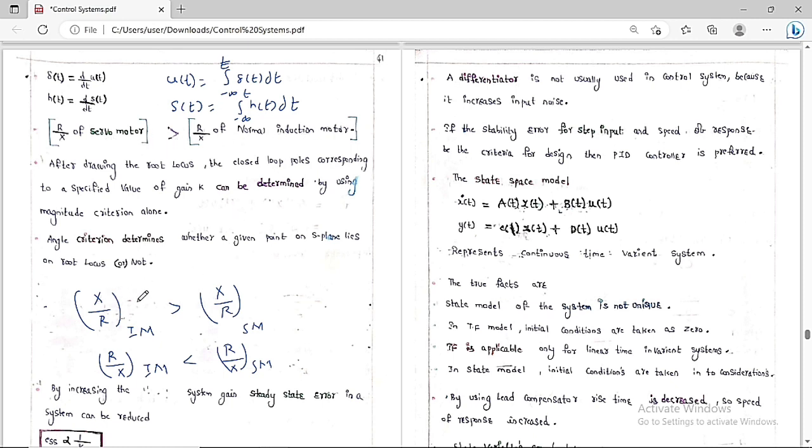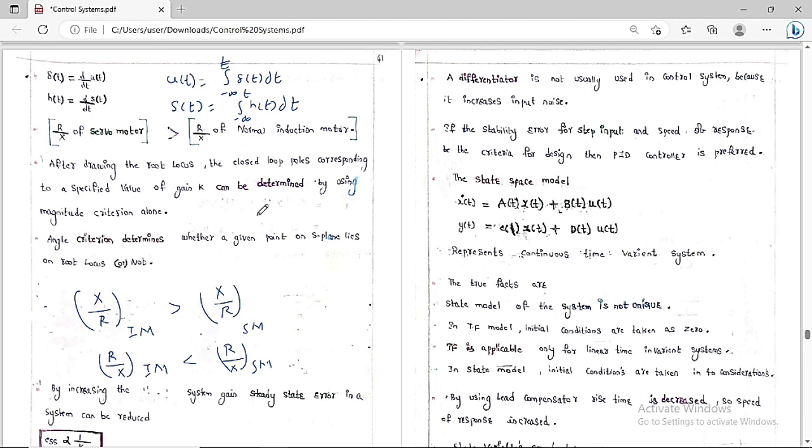So always remember that the X/R ratio of the induction motor is always greater than the X/R ratio of the servo motor, because I have already told you that for an induction motor the size is greater, and for a servo motor the size is lesser. Shortcut to remember. Therefore, the X/R ratio of the induction motor is always greater than that of the servo motor. Writing the reciprocal, the R/X ratio of the induction motor is always lesser than the R/X ratio of the servo motor. In the other fashion, the R/X ratio of the servo motor is always greater than the R/X ratio of the normal induction motor.